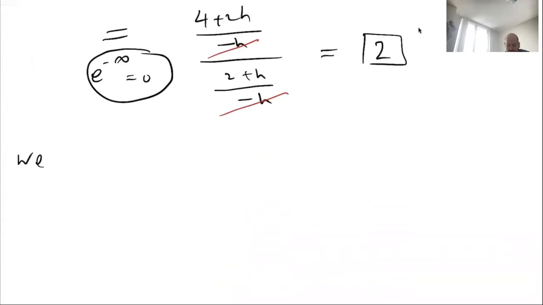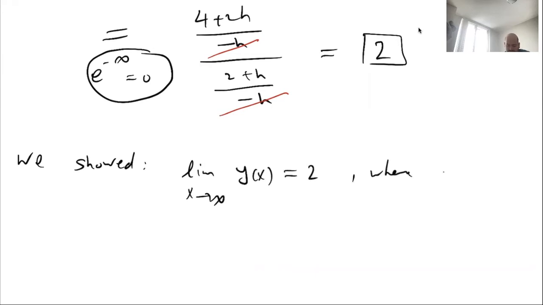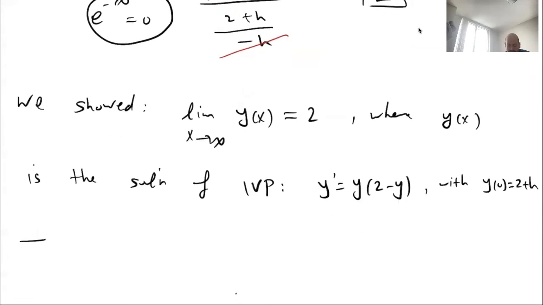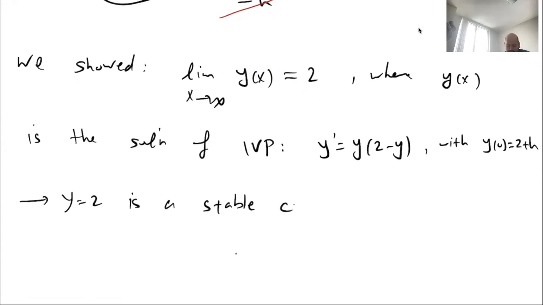So we showed that limit y of x as x goes to infinity is 2, where y of x is the solution of the IVP y prime equals y times (2 minus y), with y of 0 equals 2 plus h. So that means y equals 2 is a stable critical point.